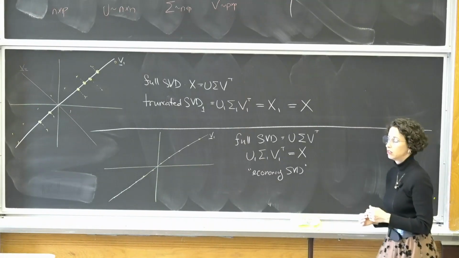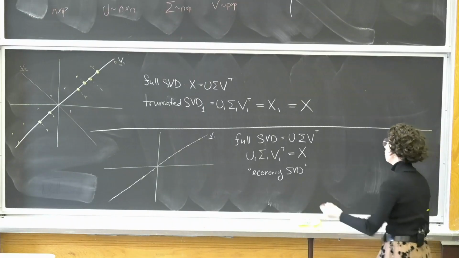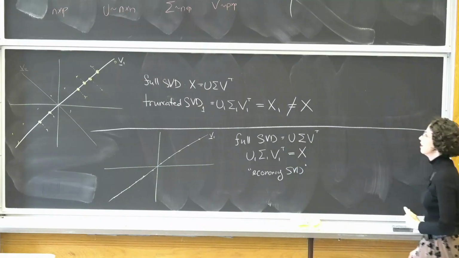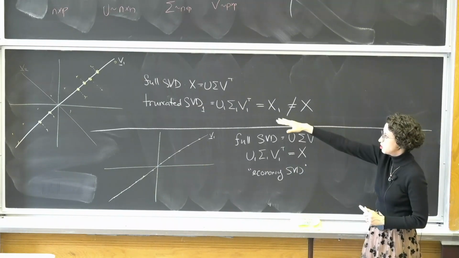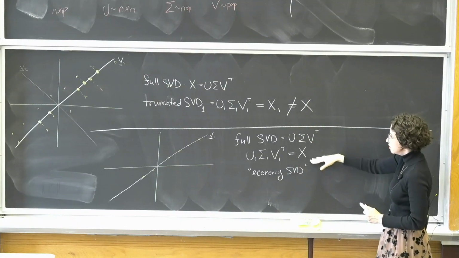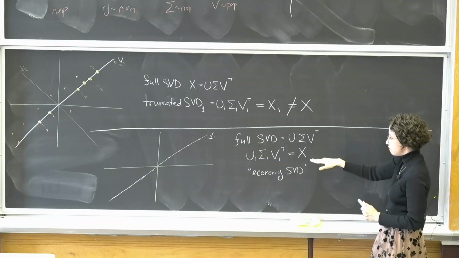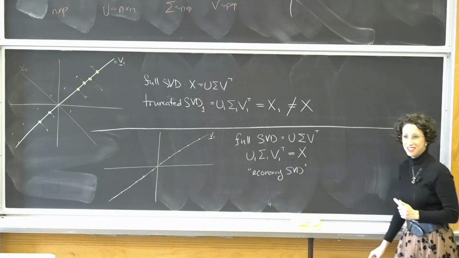Yeah. Just checking on the top there, should be X1 isn't equal to X. Oh, thank you very much. Yeah, key point. Yes, X1 is not equal to X in general, especially in this illustration where the points aren't exactly on the V1 subspace. In this example below where the points are on the V1 subspace, then we do have equality. Yeah, thank you very much.